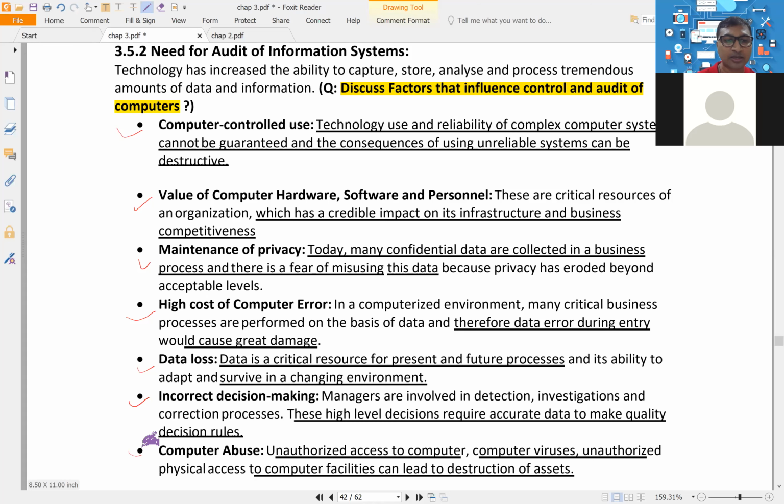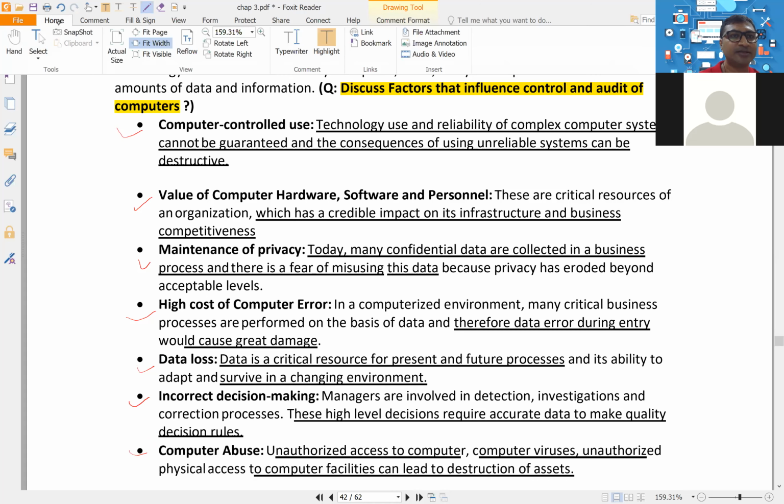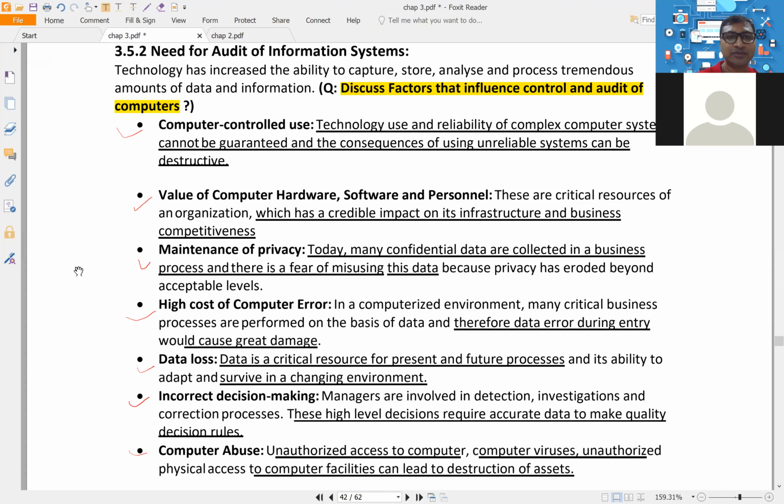And we need to check computer abuse. No person should be able to access or modify our data without authorization. That is what is known as computer abuse. Okay, so these are some of the reasons why we should go for audit of information systems.